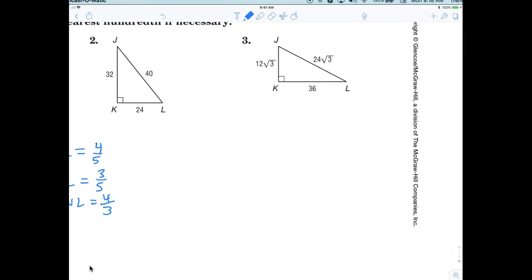So over here I'm going to divide by what? We're on number 3. I just divided by 12. Now, stay with me: what would the sine of L be? Which is the same as 1/2. Everybody good with that?